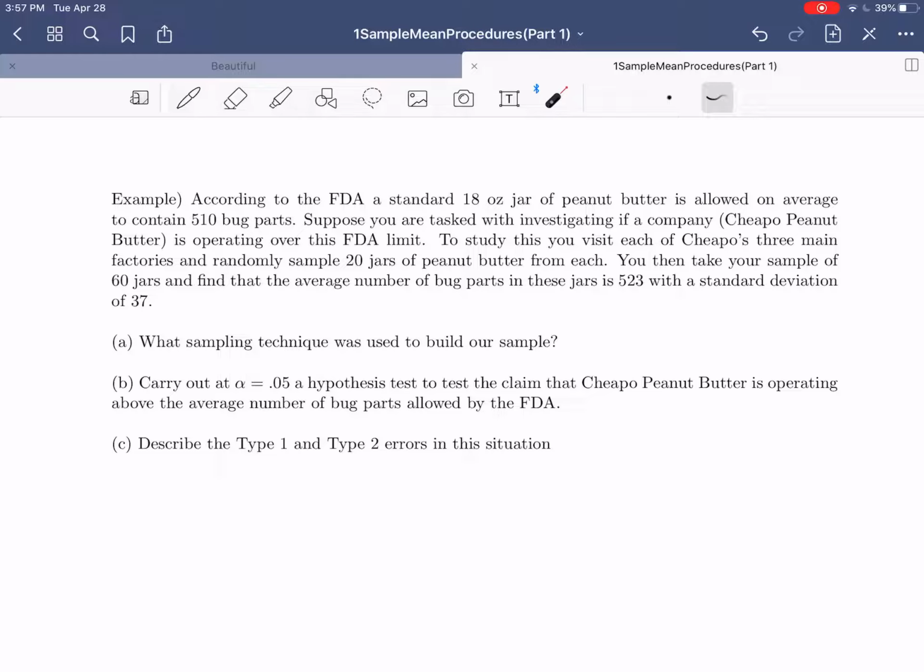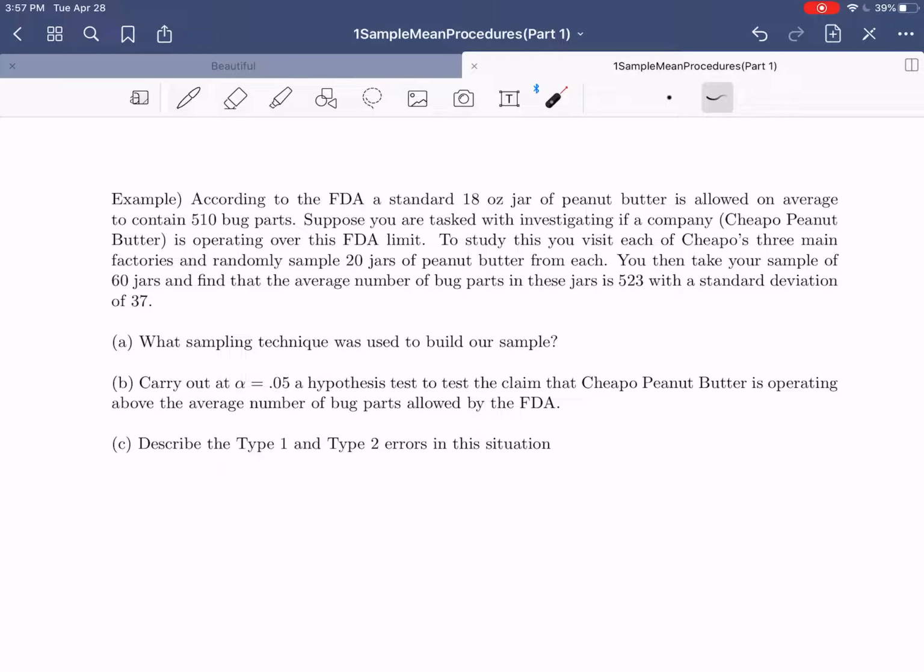So to study this, what you do is you visit each of Cheapo's 3 main factories and you randomly sample 20 jars of their peanut butter from each. So since you went to 3 main factories and took 20 jars, you then take your sample of 60 jars, 20 times 3 giving us our 60 jars, and we find that the average number of bug parts in these jars is 523 with a standard deviation of 37.